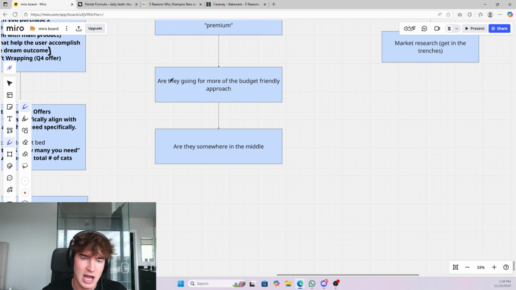Another thing you can do, which I'm not really a fan of, is going for the more budget-friendly approach. Are they going for the more budget-friendly approach?